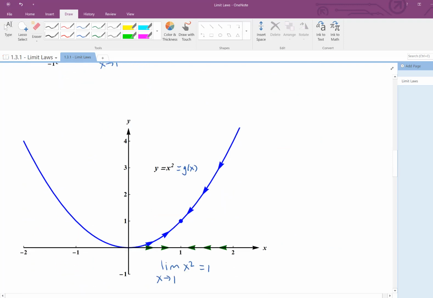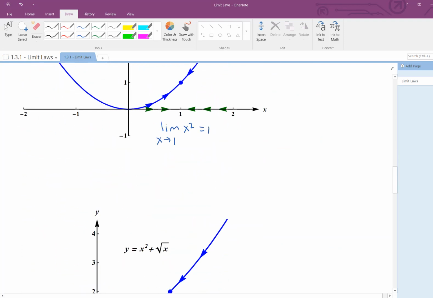Now, what if we add them up? If we add them up, we would get this function x squared plus square root x. So this is like your f of x plus g of x here. Right? You're talking about, what's up with that limit, as x goes to the same location, in this case 1.